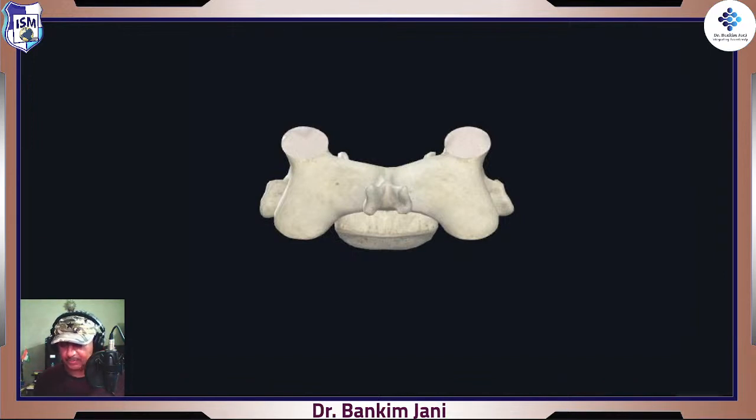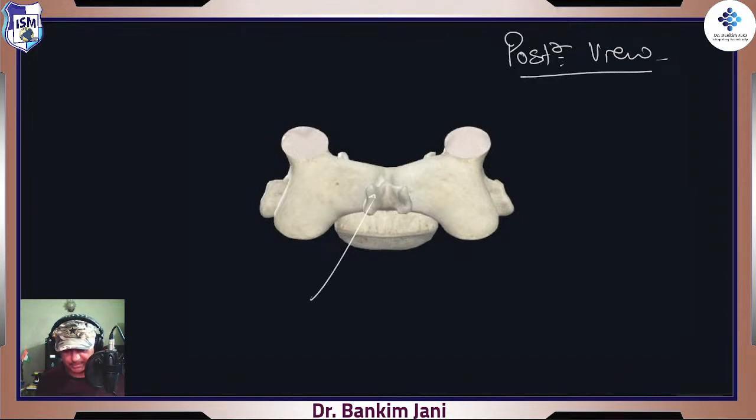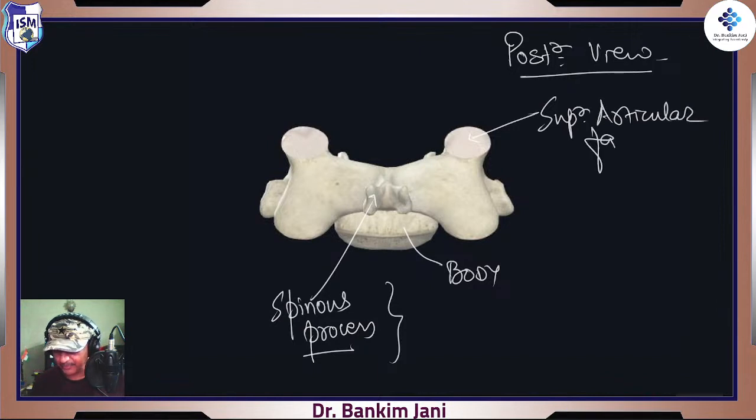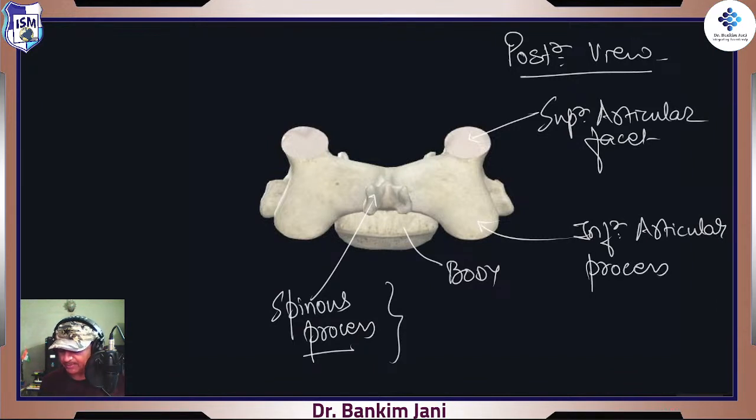Which view should it be? Not to question your intelligence at all. This is so easy. This is the posterior view because we can see the spine. That's the spine or the spinous process. And this one would be the body. And then here it is, that's the top. This is now the superior articular, you are right, this is the articular facet. And this time over here, we'll write inferior articular, not facet, but the process. So this tells us that superior articular facets will be facing posteriorly, and inferior articular facets will be facing anteriorly. That's how all the vertebrae will be arranged.